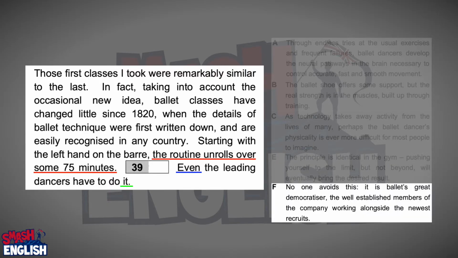So that leaves F. It in the last sentence refers back to the ballet routine mentioned earlier in the paragraph, and this in F also refers back to this routine. Even following our space is emphasizing the point made in sentence F. F states that the well-established members have to do this routine, and the following sentence stresses this with even the leading dancers have to do it. So there we go. The answer is F.